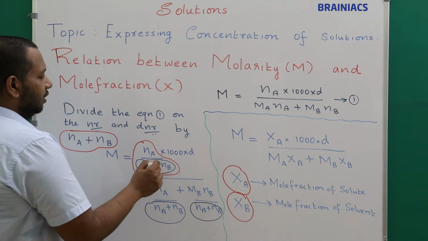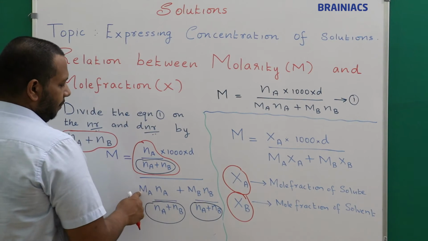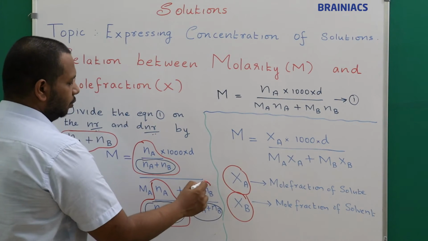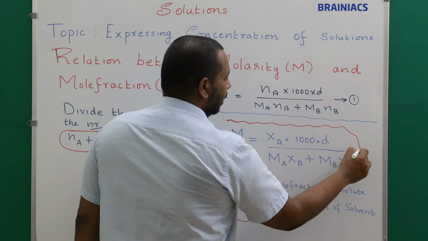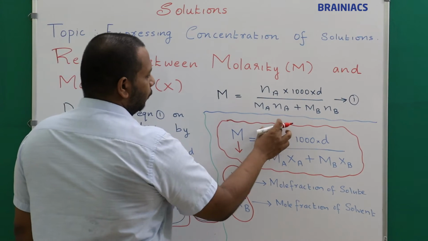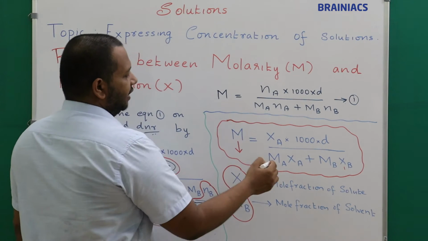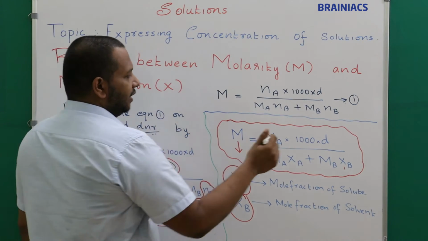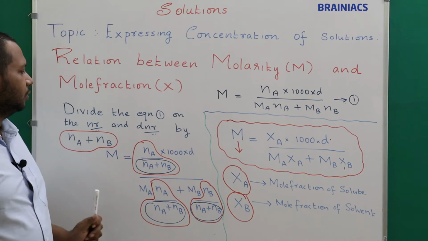So on substituting, the numerator becomes Xa into 1000 into D divided by Ma into Xa plus Mb into Xb. So I can say this is my final relationship that depicts molarity with the mole fraction of the solute and the mole fraction of the solvent. Ma and Mb stand for molecular mass of the solute and of the solvent, and D stands for density of the solution in gram per ml. So I hope you understood the relationship.